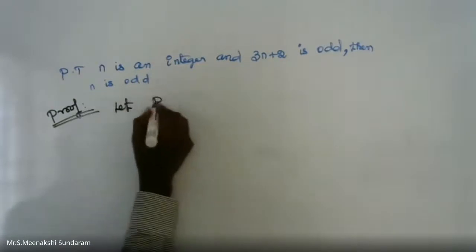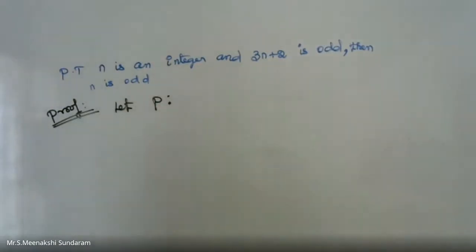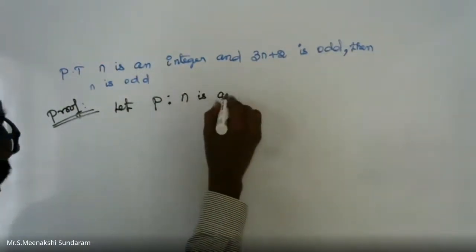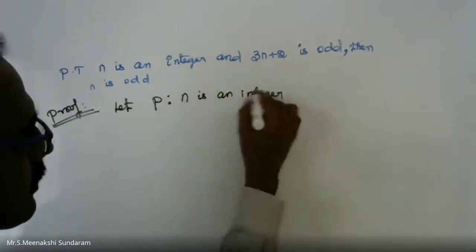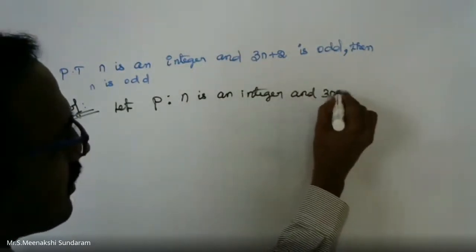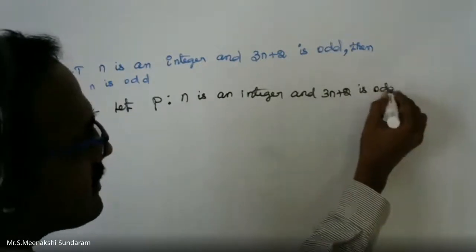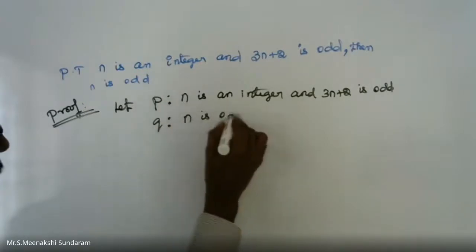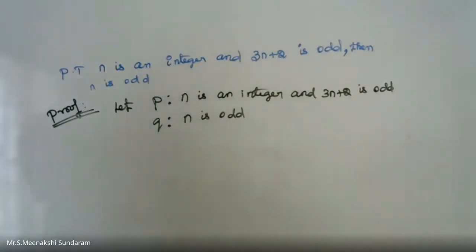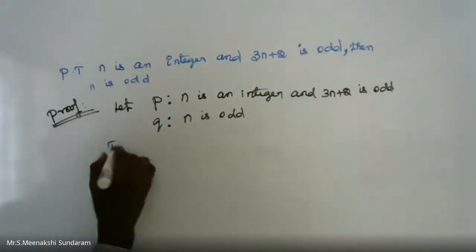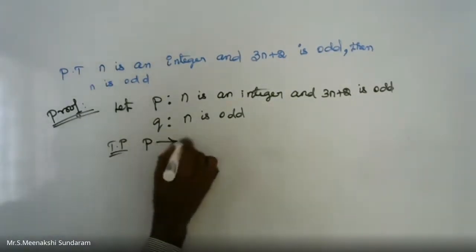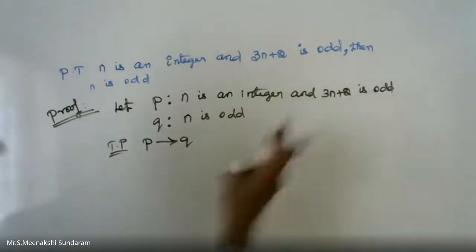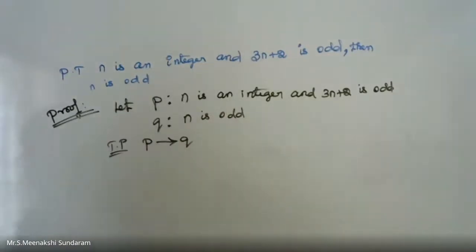Let p and q. What can you take as p? n is an integer and 3n plus 2 is odd. That I can take as p. I like to take q as n is an odd integer. Actually, the statement we need to prove is p implies q. If n is an integer and 3n plus 2 is odd, then n is odd. That we need to show.